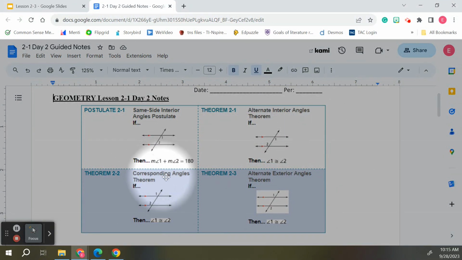Now we're on the corresponding angles theorem, where angle 1 and angle 2 end up being congruent also, and they are on the same side as well. Then the last one we have is the alternate exterior angles theorem, where angles on opposite sides of the transversal end up being congruent. Okay, so that's just a little review from yesterday.